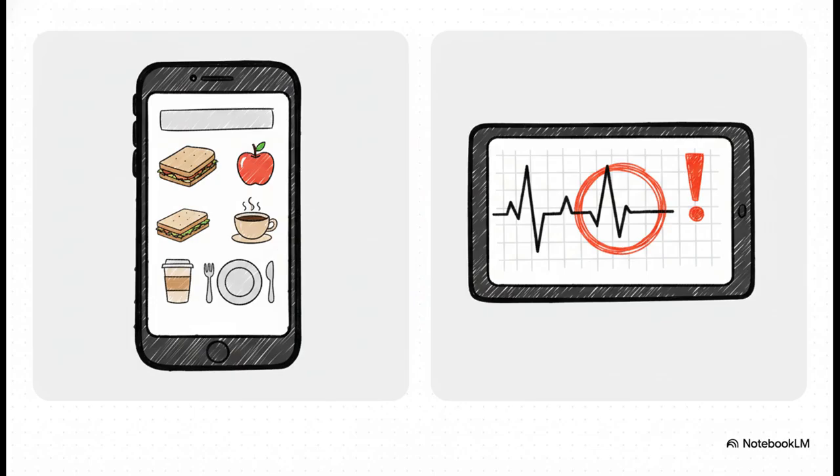Now, compare that to Class B, the advisor. This could be an app that analyzes heart rate data to flag a potential problem for a doctor. If it fails to raise that flag, it could delay a diagnosis, and that could lead to a non-serious injury. The risk is there, it's real, but it's not immediately catastrophic.